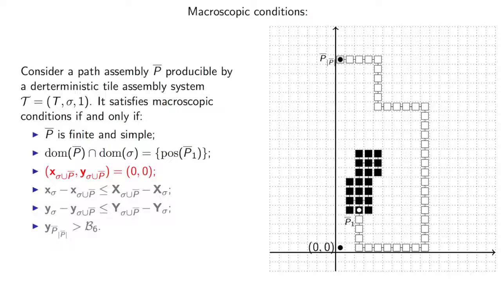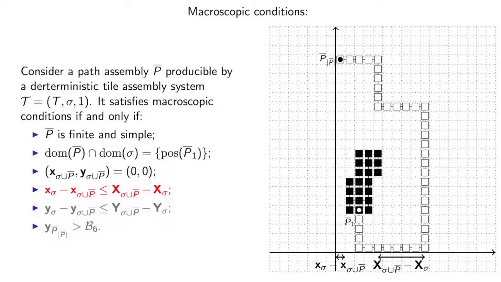Now, we want to work in the first quadrant of the plane. This could be done easily by setting the minimum ordinate of a tile of the seed of the path assembly to 0. The same thing can be done for the abscissa. This convention is called the first quadrant convention.